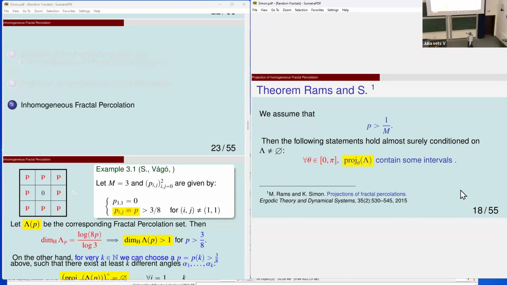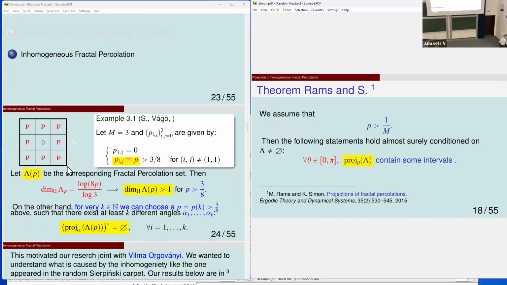So if you consider such an inhomogeneous construction, does the same idea remain or not? So if you choose P so big that the Hausdorff dimension is strictly bigger than 1, whether or not you still have an interval in every direction. And it was long ago, it was published in the proceedings of the Banach Center, that we published this result that actually it is no longer true.